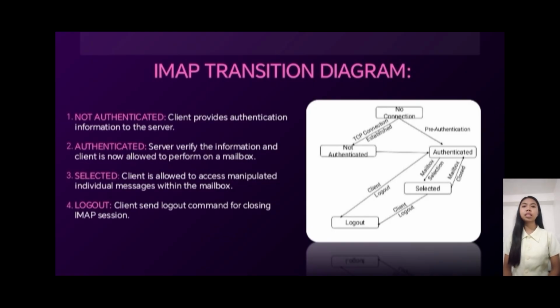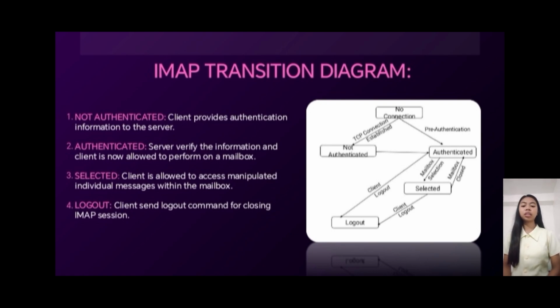So let's discuss the diagram given on the right side. Whenever client wants to access the remote server, at that time TCP connection is required. If there is no TCP connection, then TCP connection is established between the client and the remote server. So there are two possibilities. First is client is not authenticated, and the other one is client is authenticated or pre-authenticated. If client is pre-authenticated, it means that the client will log in to the remote server.